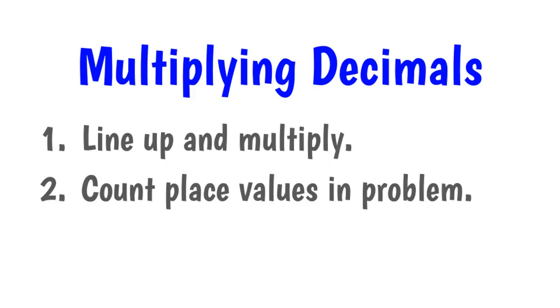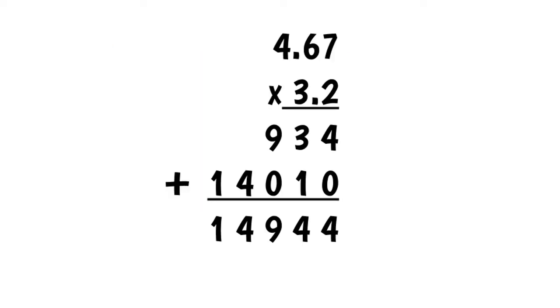That brings us to the second rule. You have to count the place values after the decimals in the problem. So if we move the decimal to the end of each row, we have 2 places here, and here we have 1, which makes a total of 3 in the problem.